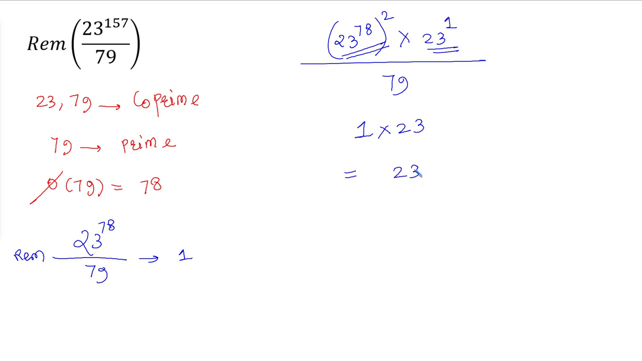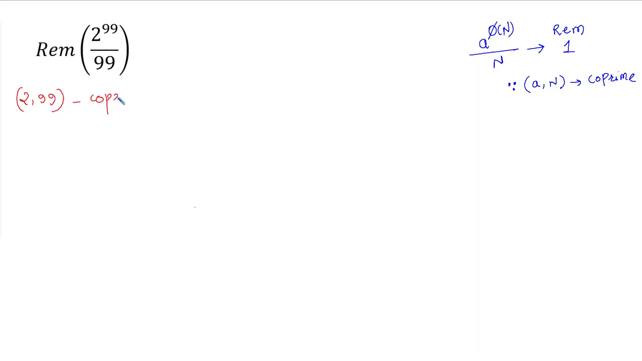Okay everyone, the next question is: find the remainder when 2 to the power 99 is divided by 99. This is our Euler theorem. So over here 2 and 99 is a co-prime pair. As we are dividing it by 99, the prime factorization is 11 into 3 square. Let's find the Euler of 99.